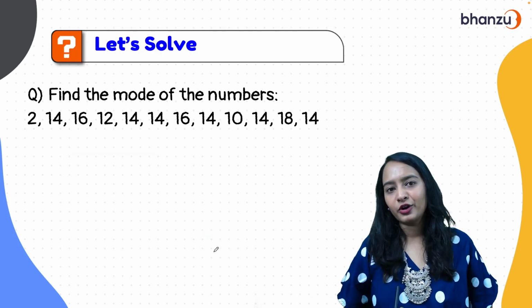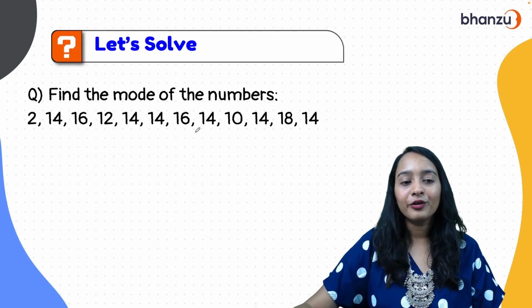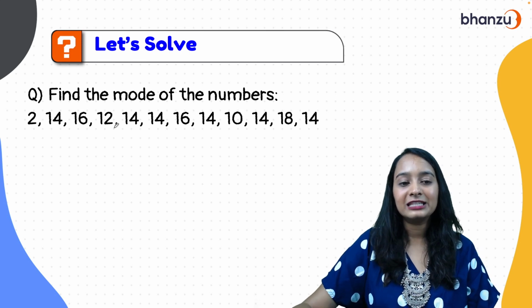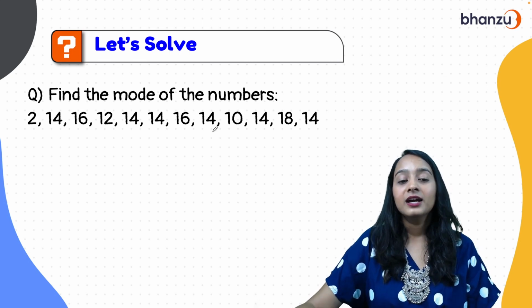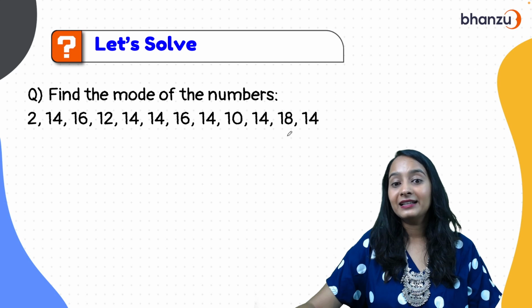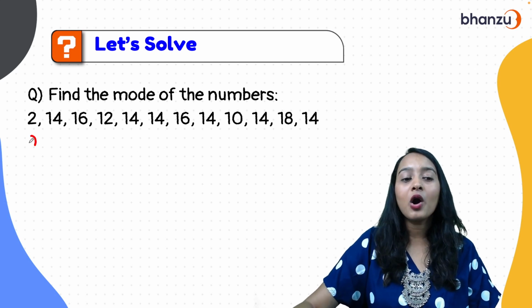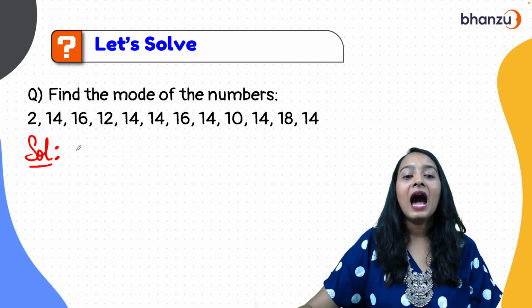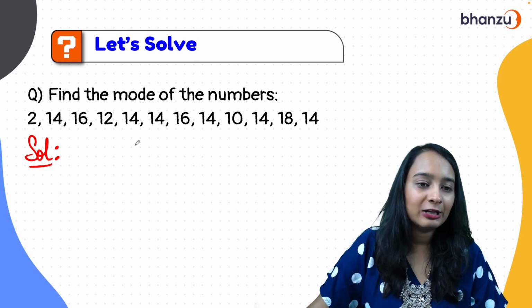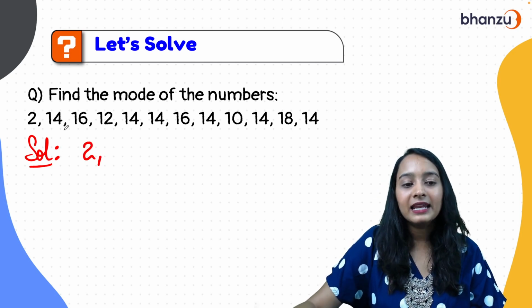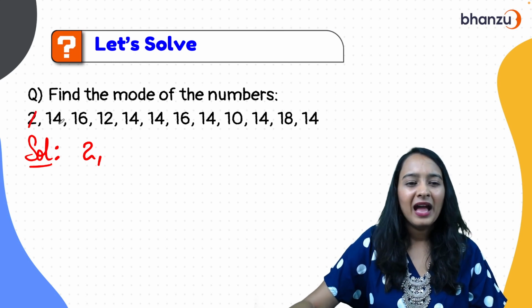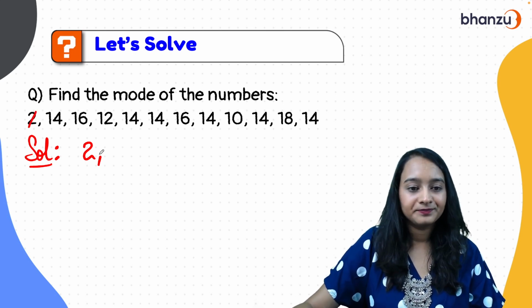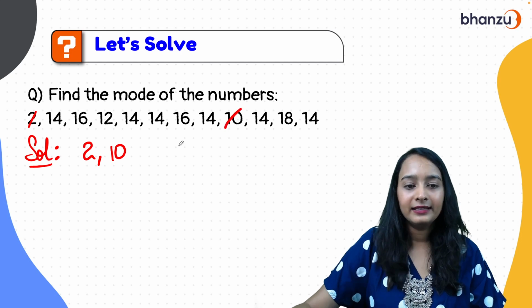Now let's take another question here. Find the mode of the numbers 2, 14, 16, 12, 14, 14, 16, 14, 10, 14, 18 and 14. So to avoid any confusion, what I always tell my students is arrange them in ascending or descending order. Starting with 2. Is there any other 2 here? No. After 2 comes 10. There's only one 10? Yes.